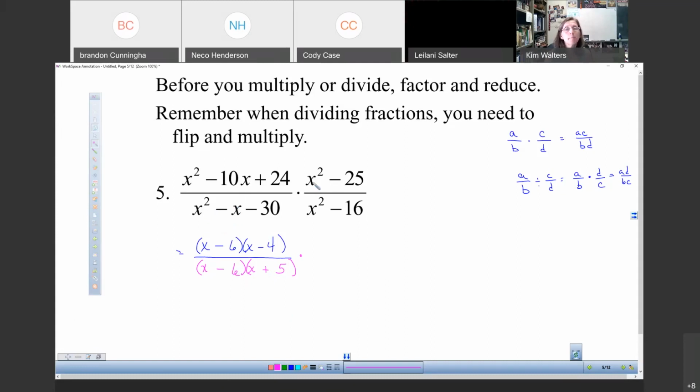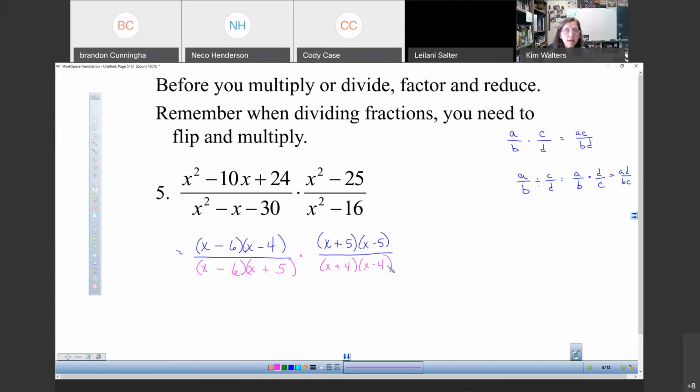Okay. My x squared minus 25, we did that one a while ago. That is the difference of two squares, and so I have x plus 5 and x minus 5. And then in the denominator, I also have the difference of two squares, and it's going to be x plus 4 and x minus 4.